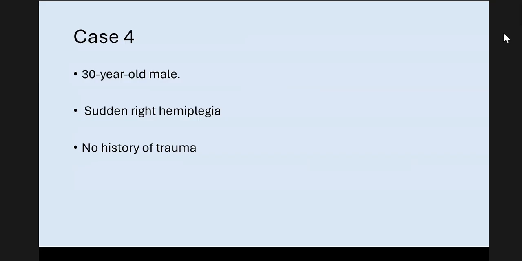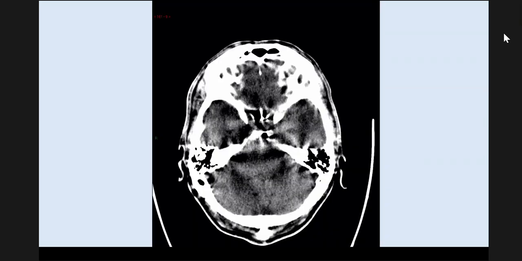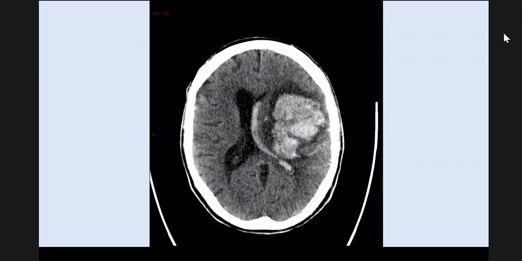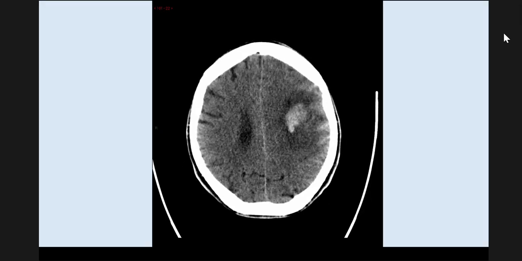This is a 30-year-old male with sudden right hemiplegia, no history of trauma. Okay. The patient was unable to stay very still, so not great quality images. The CT scan showed this large area of hemispheric bleed, and the hemorrhage is extending into the left lateral ventricle. There is significant mass effect, and there is some edema surrounding the hematoma.